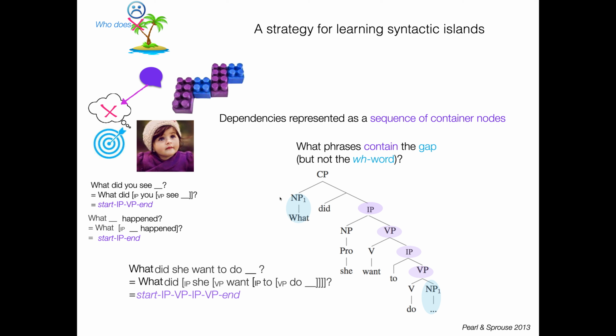We can of course do this for longer dependencies like this one. What did she want to do? Where we have an embedded non-finite object down here, right? So we have our gap and then VP, IP, VP, IP. Okay, so that's the sequence that we're capturing with our container node sequence. So start, IP, VP, IP, VP, IP, VP, IP, VP, end, right?